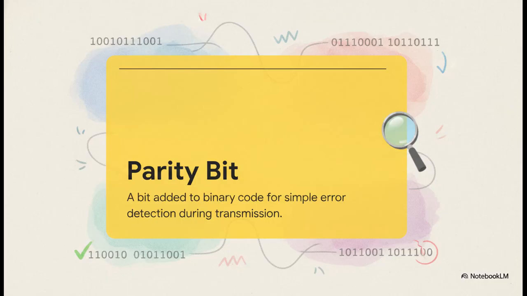But what happens if a wire gets bumped or there's some random interference, and a 1 accidentally flips to a 0 while it's traveling? That is exactly where the parity bit or check bit comes into play. You guys, this is such a brilliant yet beautifully simple way systems make sure data isn't corrupted. By slapping just 1 extra bit onto the very end of a string of binary code, the receiving device can do a really quick mathematical check to see if the data arrived exactly as it was sent. It is a foundational form of error detection.